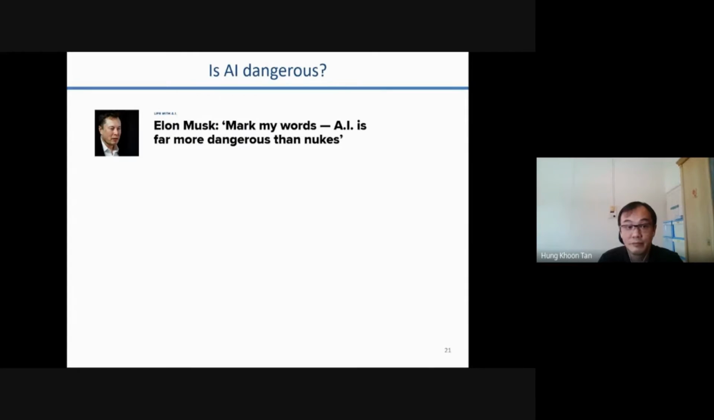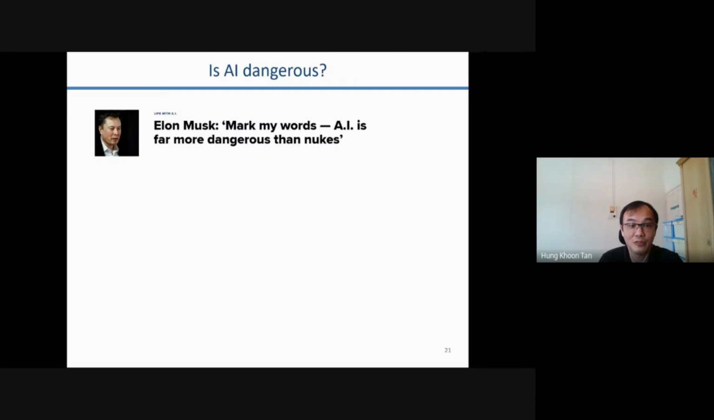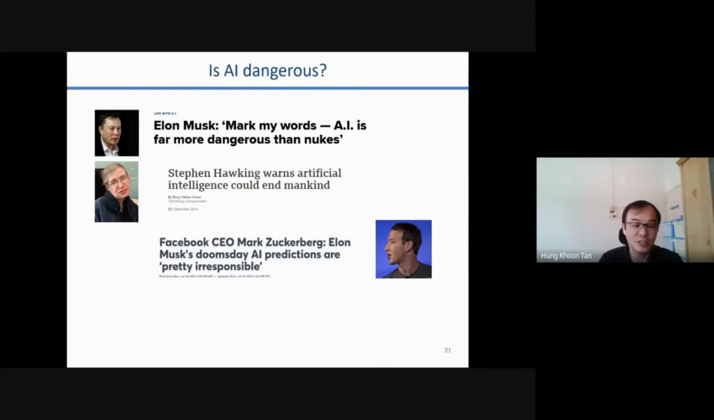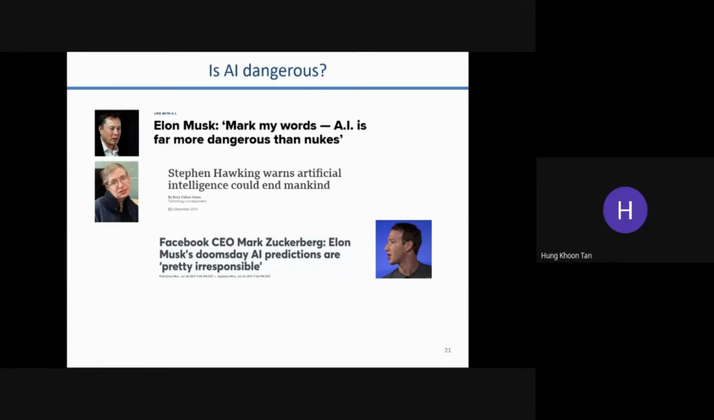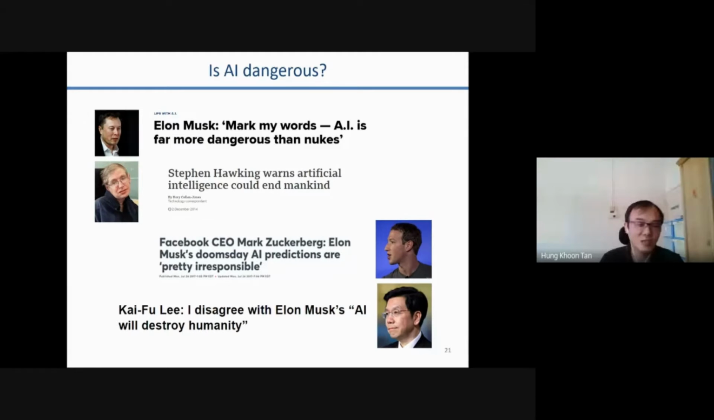Do you guys know Elon Musk? So Elon Musk is the CEO who believes that in the future robots will take over, but then there's also some opposing voice. The Elon Musk doomsday AI predictions are irresponsible. This side thinks that AI is just a tool and far from achieving super intelligence.